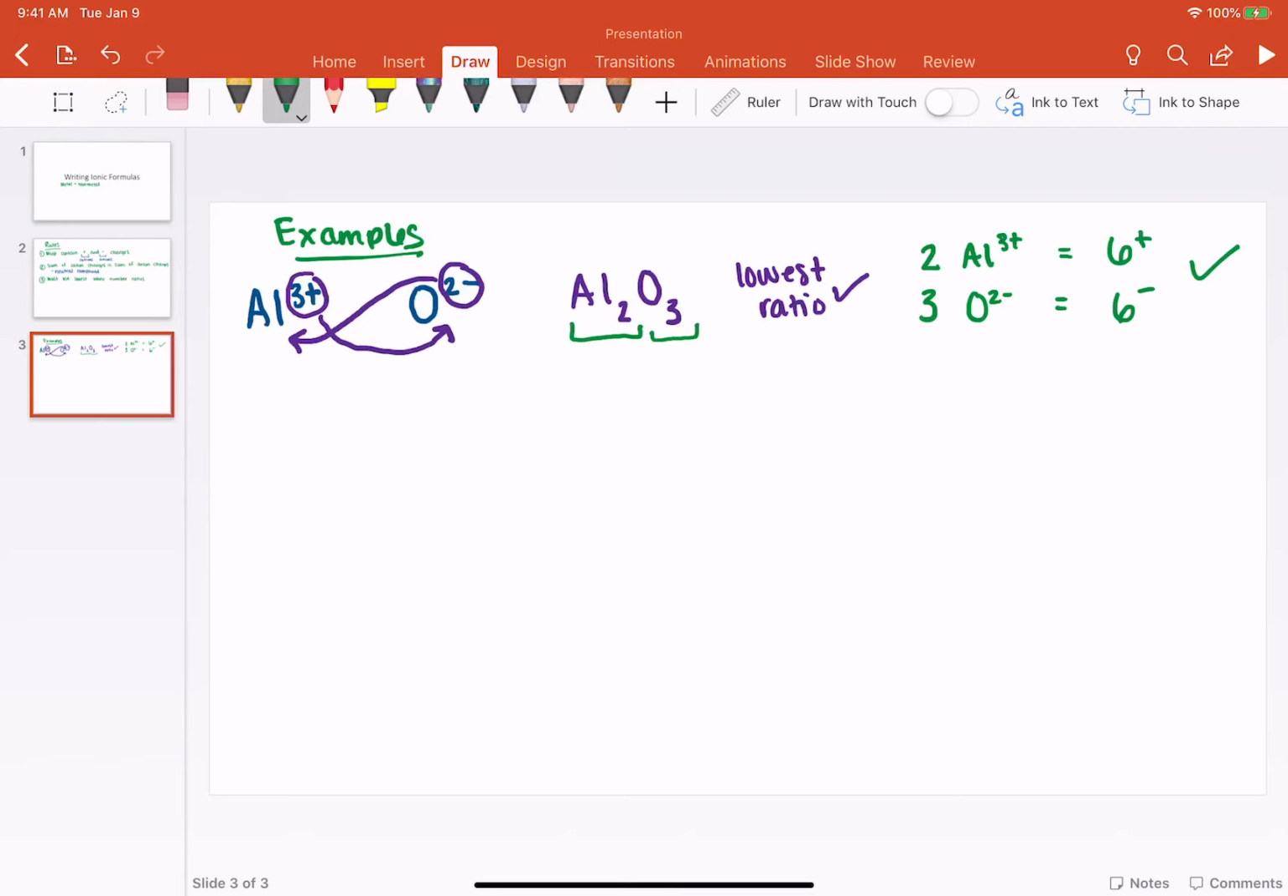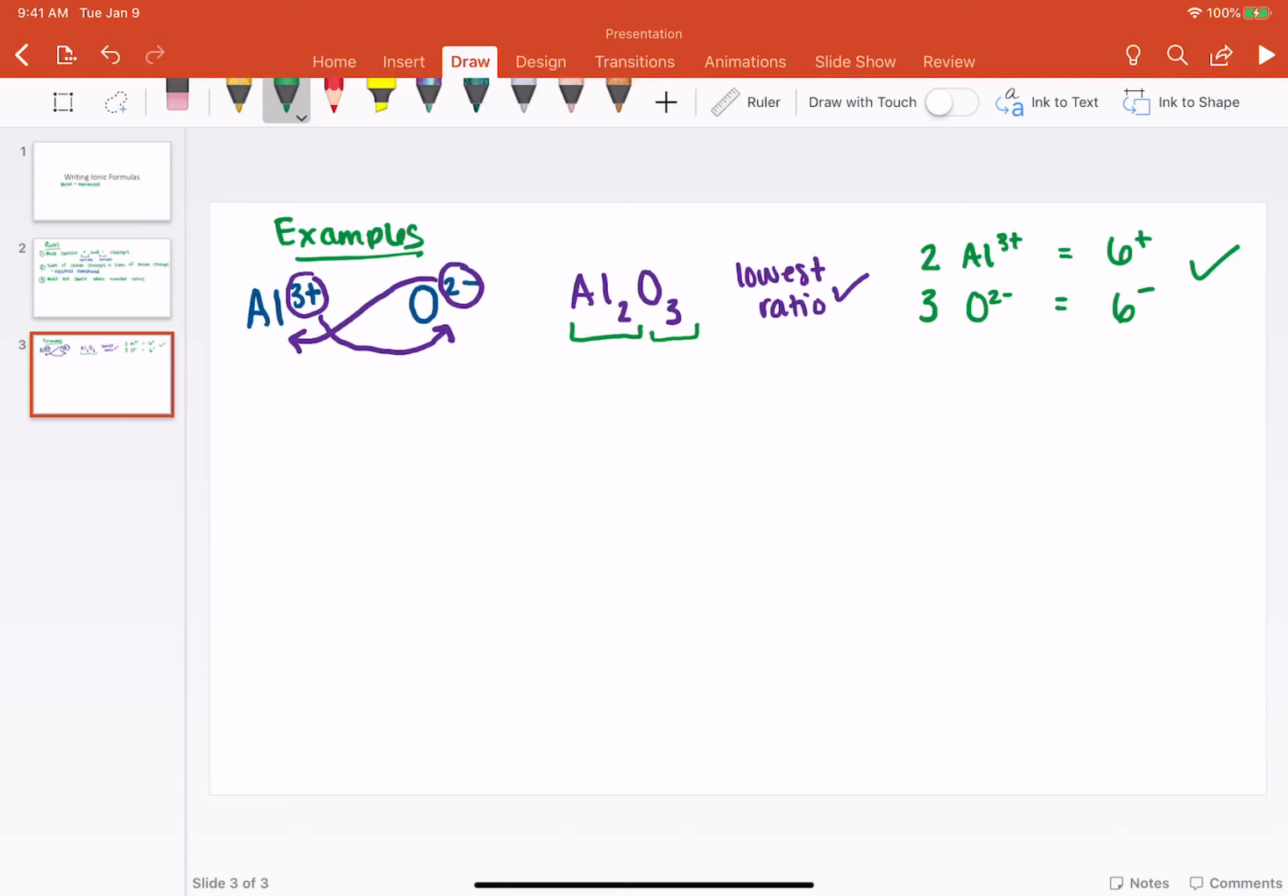So now we have obeyed all of our rules. We have positive and negative charges. The sum of the charges of the positive and the negative are equal, balancing each other out, and our formula is in the lowest whole number ratio.